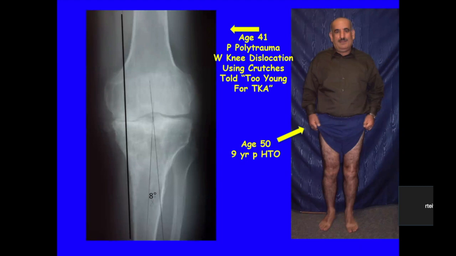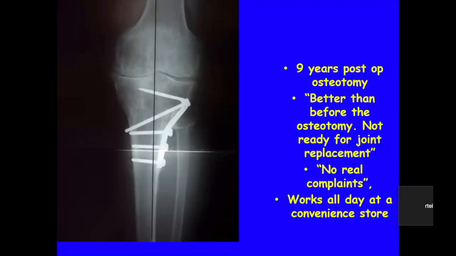Here's a 41-year-old. He's 50 at this age, but at 41, he was seen after polytrauma. Both knees were involved. This knee, he was told he was too young for an arthroplasty. But the pain was predominantly on the medial side. He had an 8-degree deformity. So we did an osteotomy. Here he is, post-osteotomy, lateral closing wedge in this case. And at 9 years, he said he's better than he was before the osteotomy. He's not ready or needing a joint replacement and has no real complaints, and he works all day.